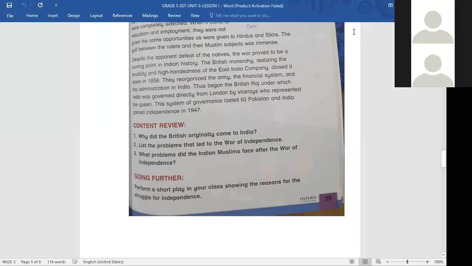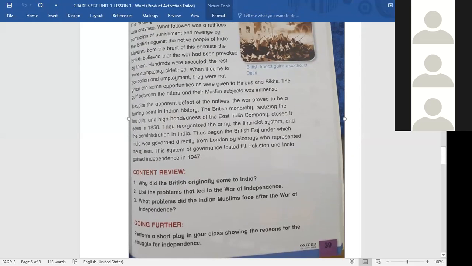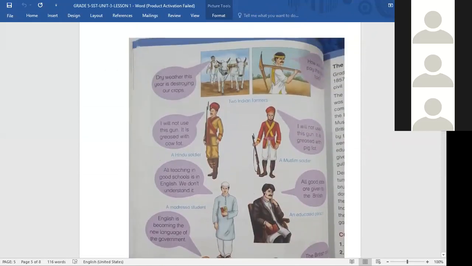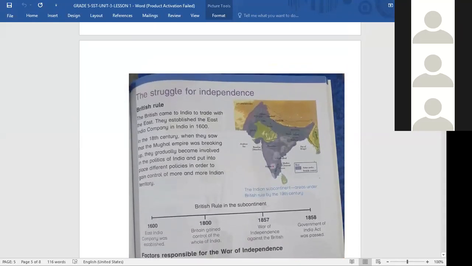Miss, I think for trade. Yes. Who gave this answer? The actual answer is on page number 37. The British came to India to trade with the East. Very accurate answer. This is the correct answer. They did not ask anything else, so we don't need to write anything else.